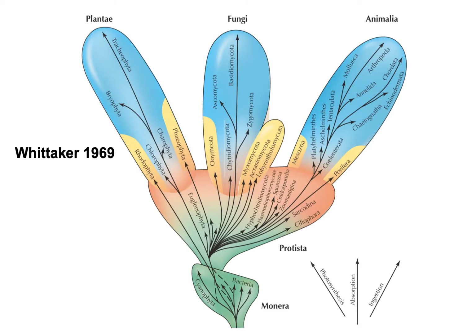By the mid-20th century, other trees were being drawn just to distinguish among the various groups of organisms. So in Whittaker's tree in 1969, there was a plant line, there was a fungal line, and there was an animal line based on photosynthesis, absorption, and ingestion of food. Monera down below with the bacteria, then diverging into the protists down below. So a little more sophisticated than the earlier trees, but still not quite what we have at the present.